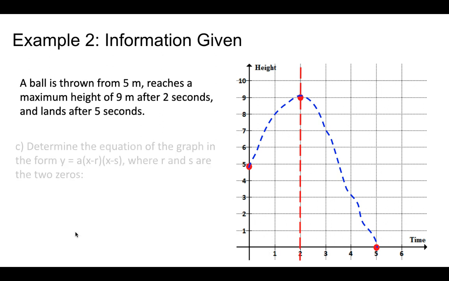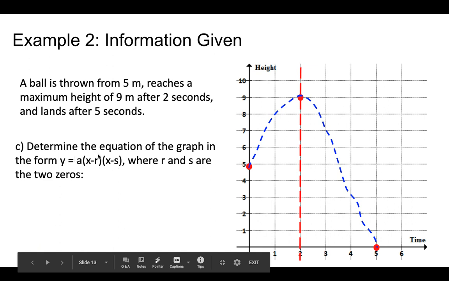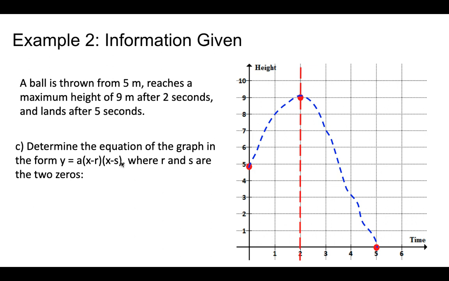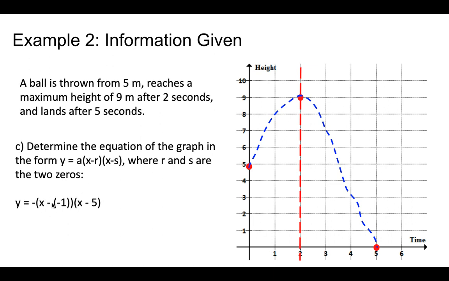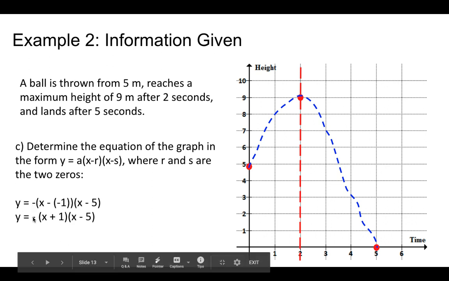Great, so now that we have that, we can find our equation in the form y = a(x - r)(x - s). So your a is going to be -1, just like the last one. Our two zeros were -1 and 5. And now we're going to clean this up a little bit, because if we're subtracting -1, that's going to become x + 1, but don't forget to bring that negative sign down. So there is our equation in factored form for this parabola that models this situation.